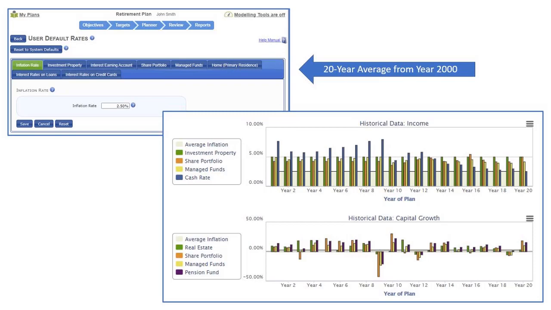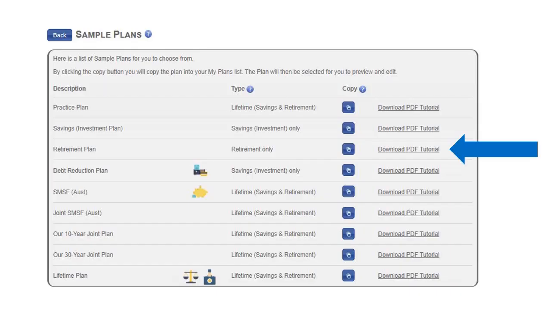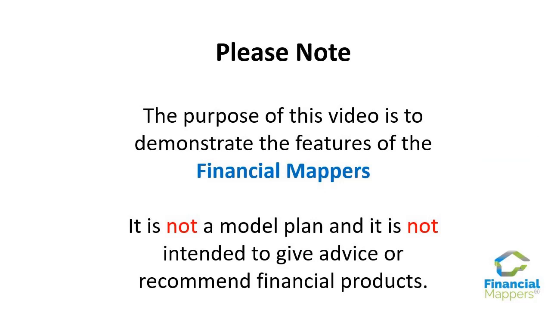With historical data, you can take a detailed look at that and see how it may affect the plan. For more details, you should read the PDF associated with this sample retirement plan.